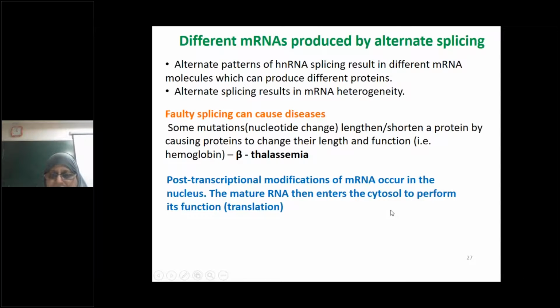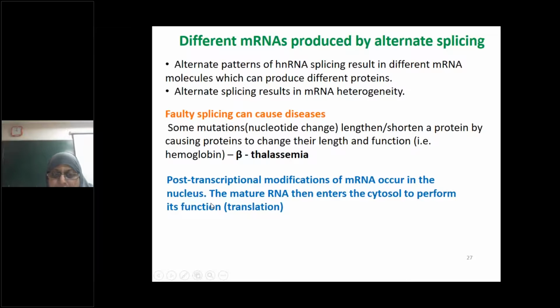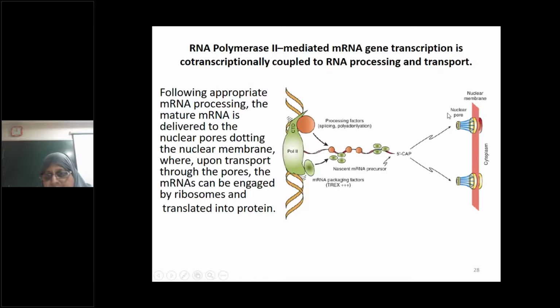Now, post-transcriptional modification of messenger RNA takes place in the nucleus. The mature RNA then enters the cytosol to perform its function, that is translation. How does this messenger RNA go from the nucleus into the cytosol? It enters through the nuclear pores. Once it undergoes maturation, the mature RNA is delivered to the nuclear pores dotting the nuclear membrane, where upon transport through the pores, the messenger RNA can be engaged by the ribosomes for translation to take place.